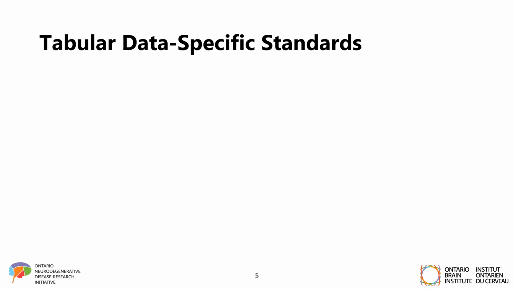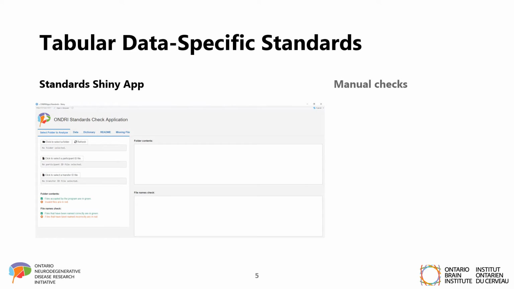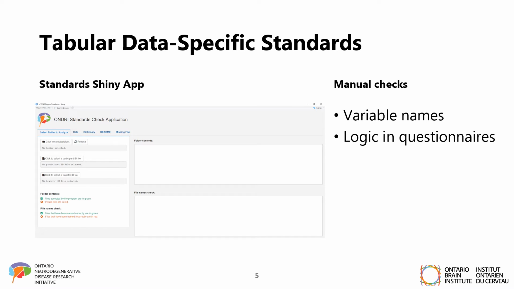To conduct standards checks on tabular data, NIBS downloads the submitted data package and uses a Shiny app, as well as manual checks to ensure adherence to data standards. Manually checking data allows NIBS to screen and enforce structure to elements of the file that are hard to check via automated scripts. For example, variable names, logic in questionnaires, adequate description for the missingness of a participant, and ensuring that the values in the data file fall within the range outlined in the dictionary file.